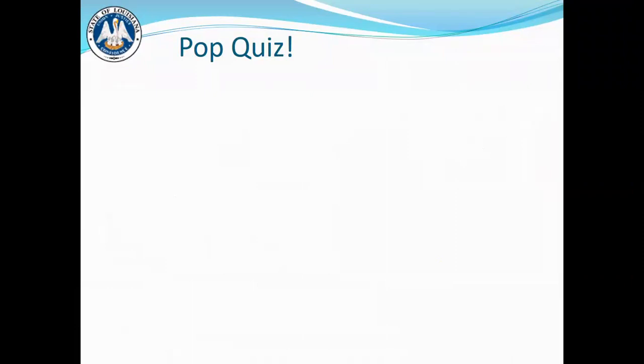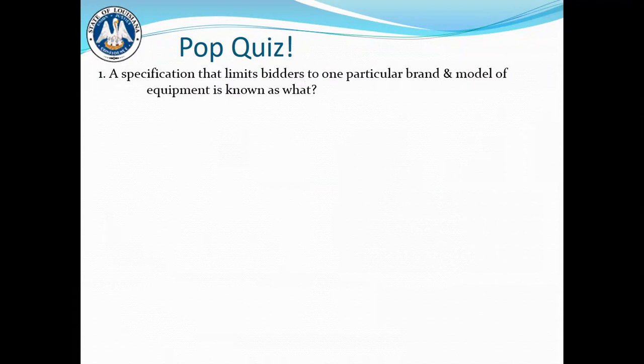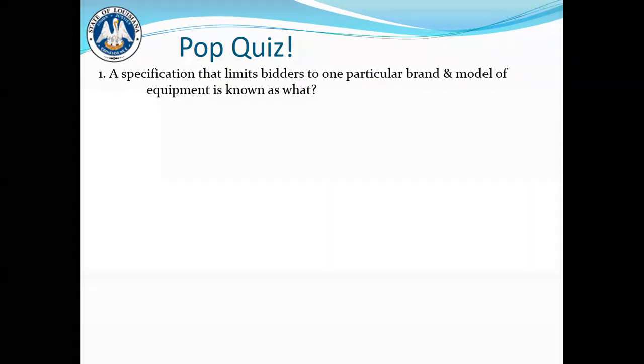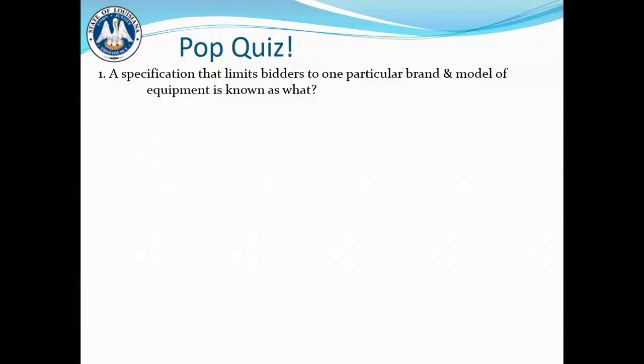All right, so we're going to have a little pop quiz. A specification that limits bidders to one particular brand and model of equipment is known as what? Proprietary, restrictive, proprietary. Getting lots of responses. Proprietary.